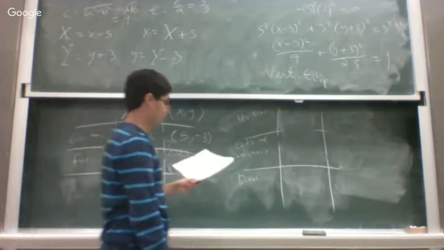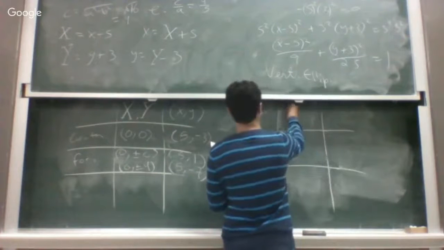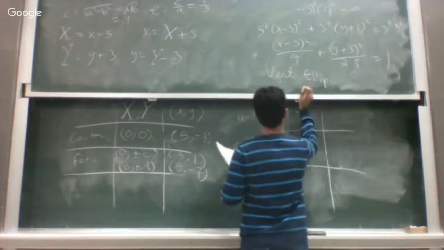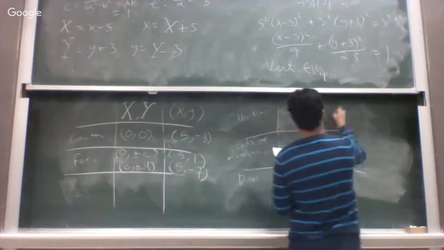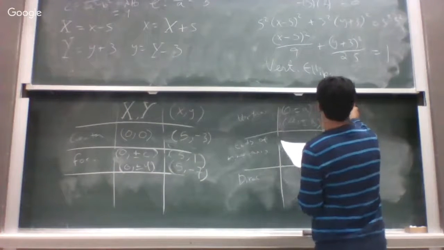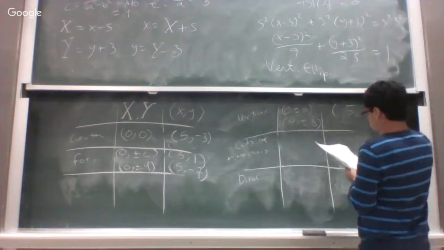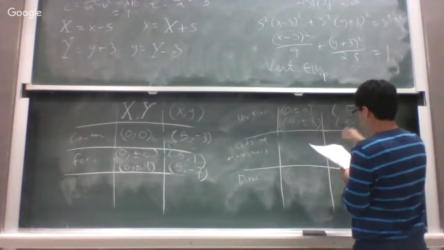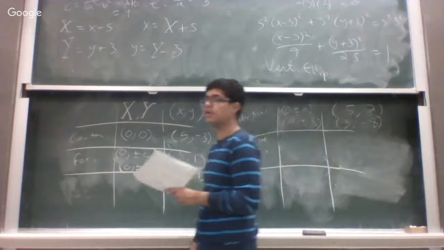For vertices, 0, plus or minus a. So it's 0, plus or minus 5. So then we will have 5, positive 5 minus 3. So that's a 2. Positive 5, -5 minus 3 is a -8. So your coordinates will be 5, 2, and 5, -8.